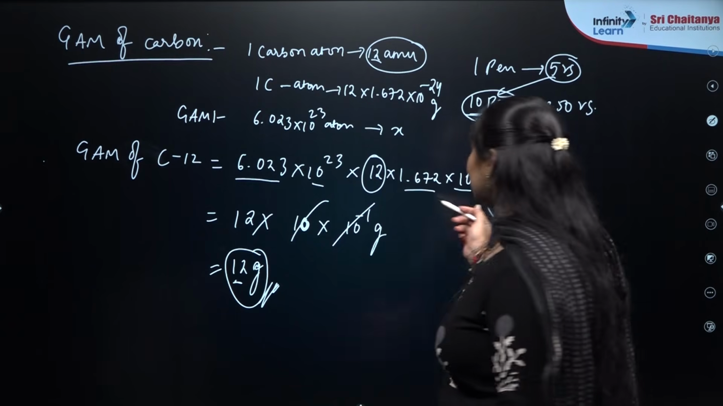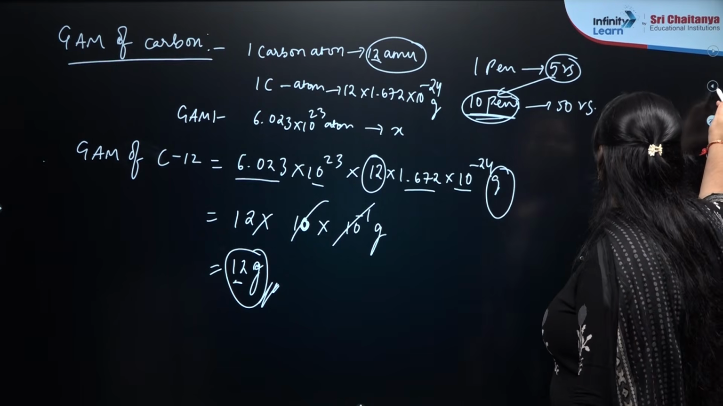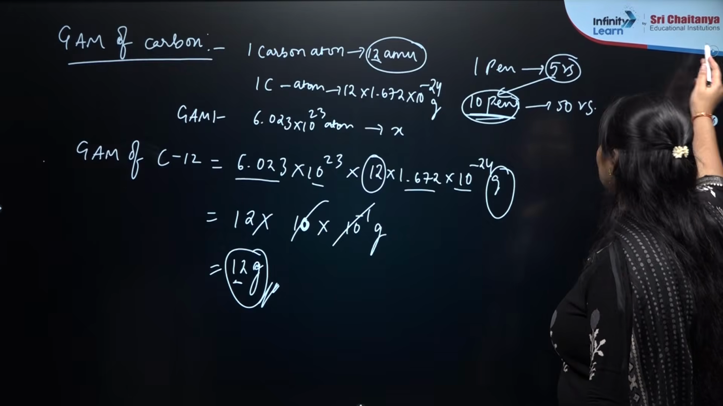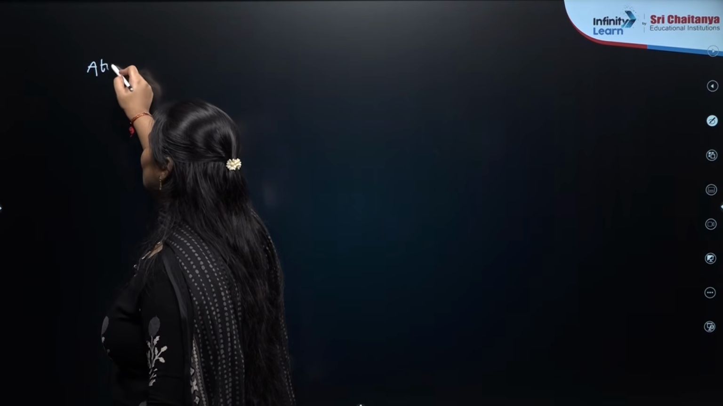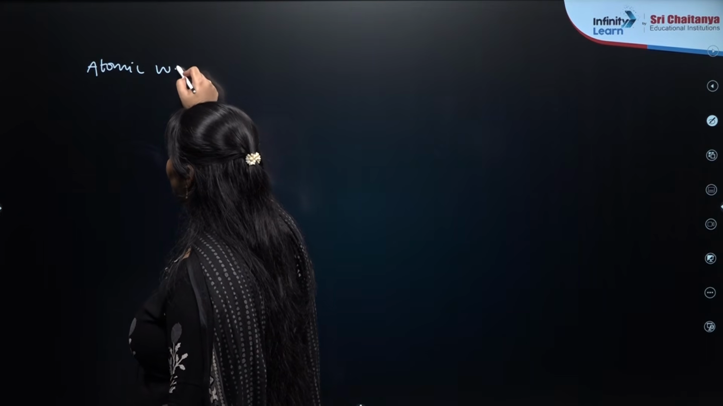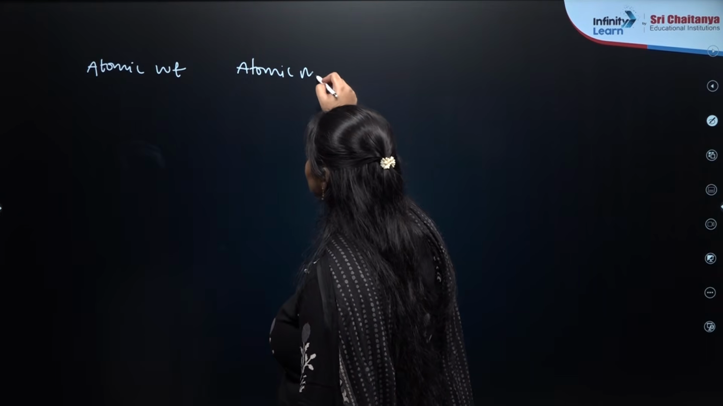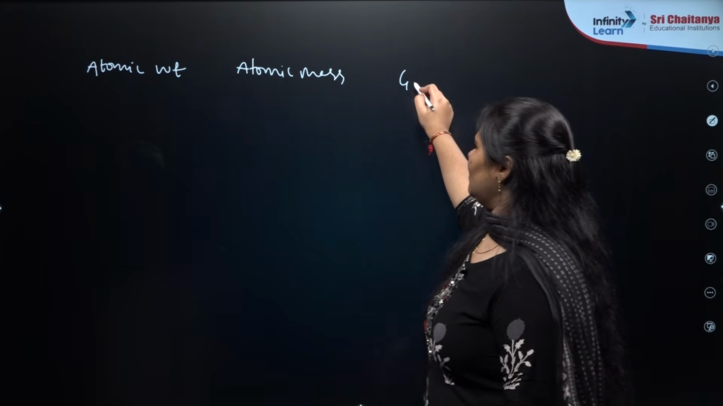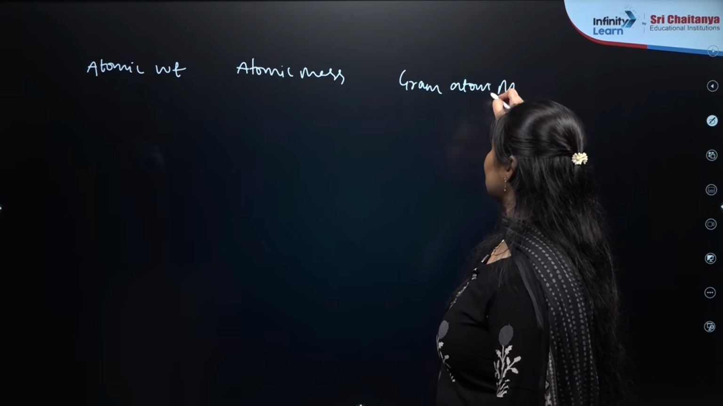So this is what we can say about gram atomic mass. Now let me tell you how to distinguish between atomic weight, atomic mass and gram atomic mass.